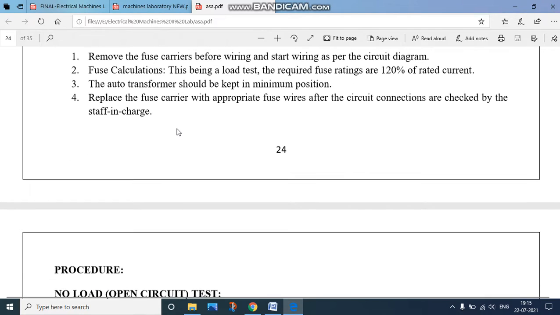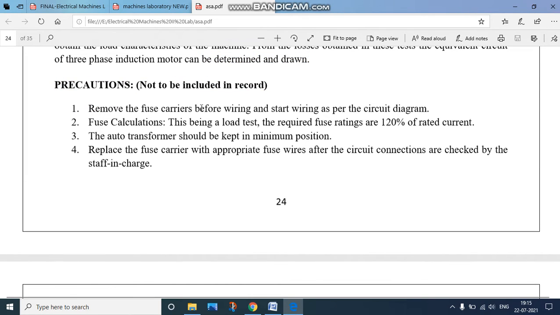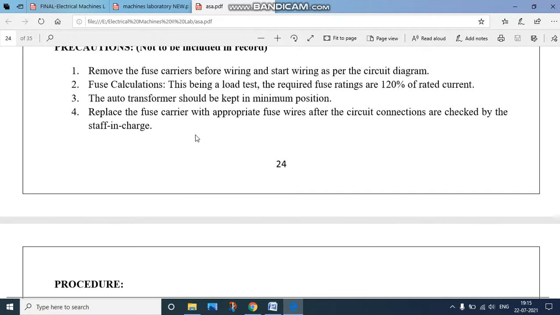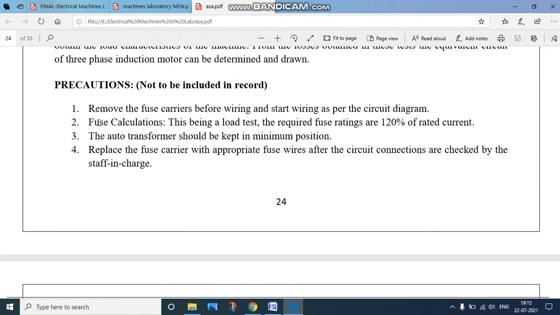Then, before giving connection we have to remove the fuse carriers. These are not to be written in the record note; these are the precautions we have to know. Then we can find the fuse calculation. The auto transformer should be in minimum position, and replace the fuse carrier when the connection is checked.